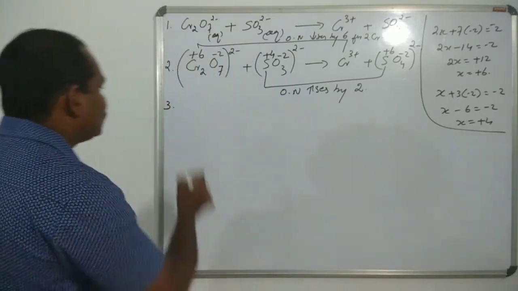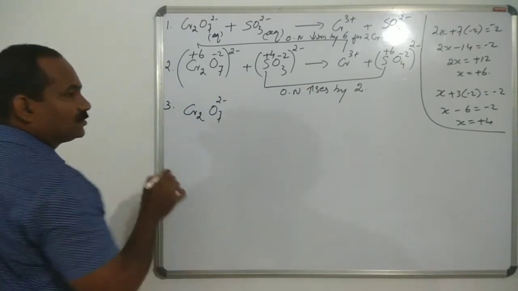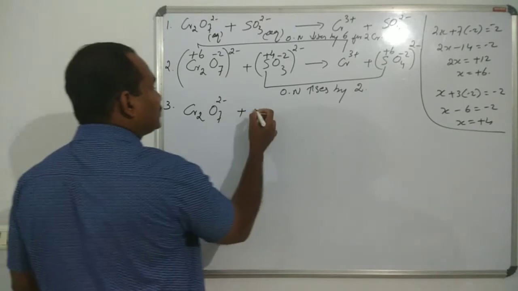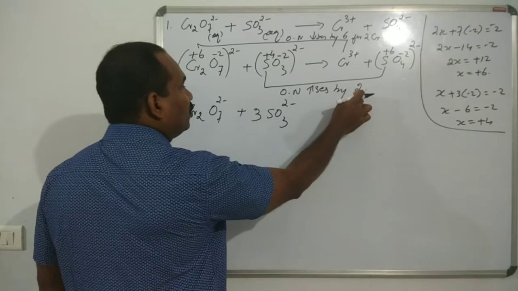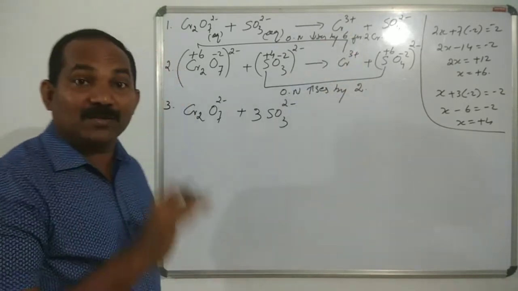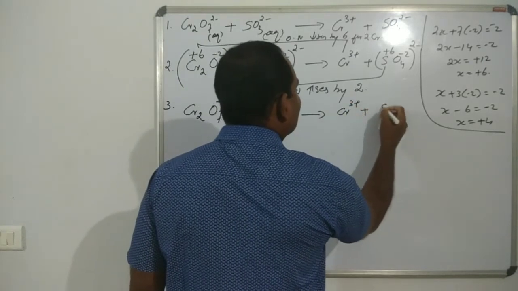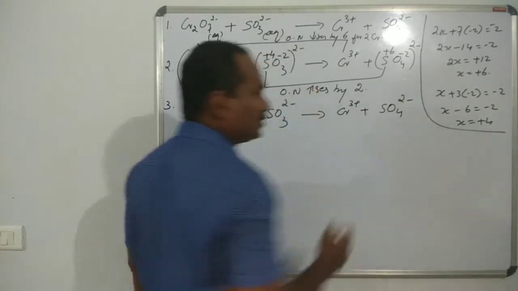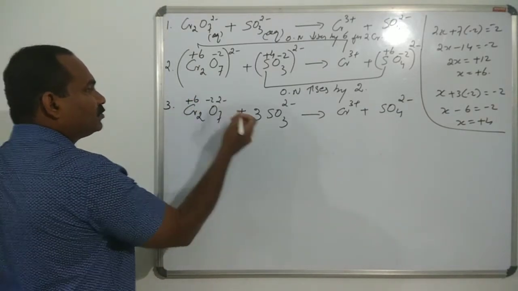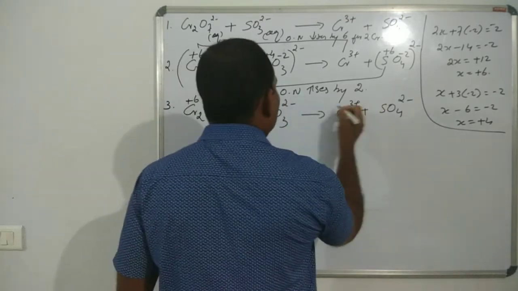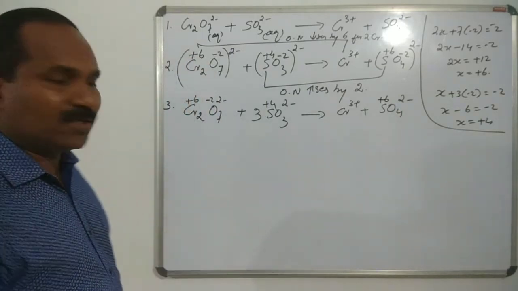So Cr2O7 2-, plus 3SO3 2-. 2 becomes 6 by multiplying 3. That gives Cr3+, SO4 2-. One more step, we can write the oxidation number, no problem. Plus 4, then plus 3 is there, plus 6. Oxygen minus 2, there is no change.